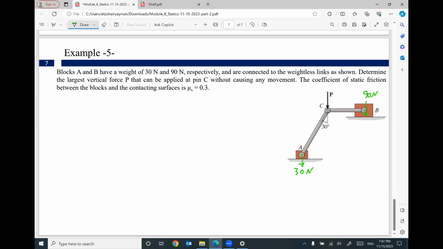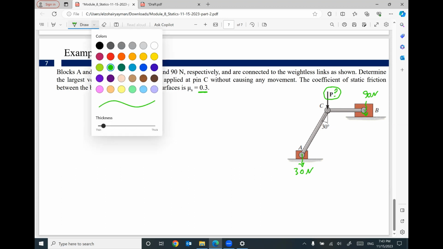We need to determine the largest vertical force. How much force can we apply here that can be applied at pin C without causing any movement? If you apply a vertical force here at C, this point will move down. So if this point moves down, I think point A will move to the left and point B will move to the right. That makes sense? So we need to figure out the maximum, the largest vertical force P that can be applied at C. And we are given the value of the friction coefficient, mu s equal 0.3.